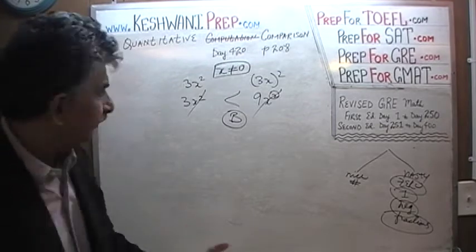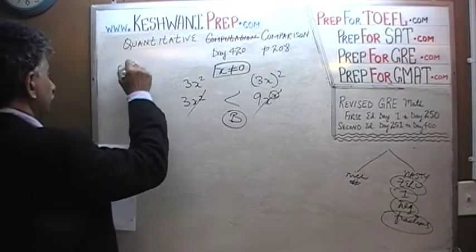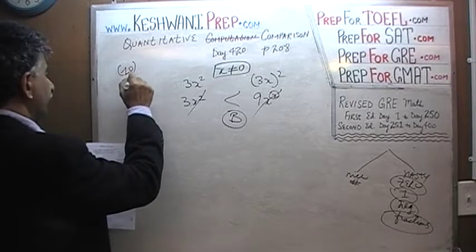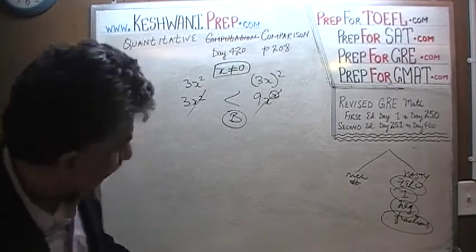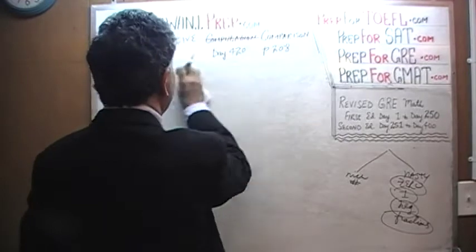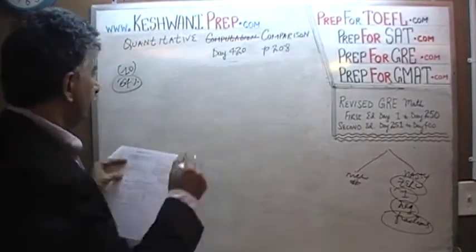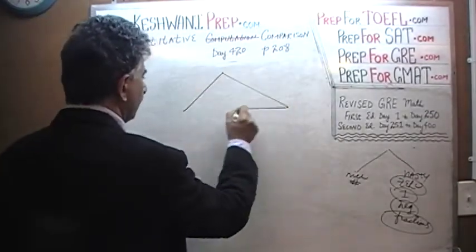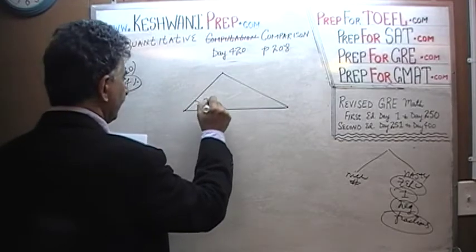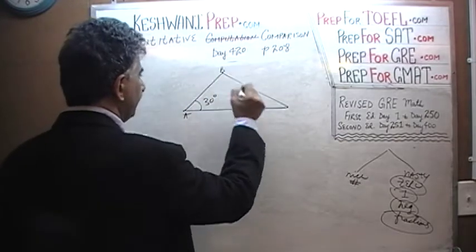Problem number 10 is still on page number 207. Problem number 10 is 64 percentile. We are at problem number 10. Here is the problem that is given to us. We are told that this angle is 30 degrees. This is A, B, and C.